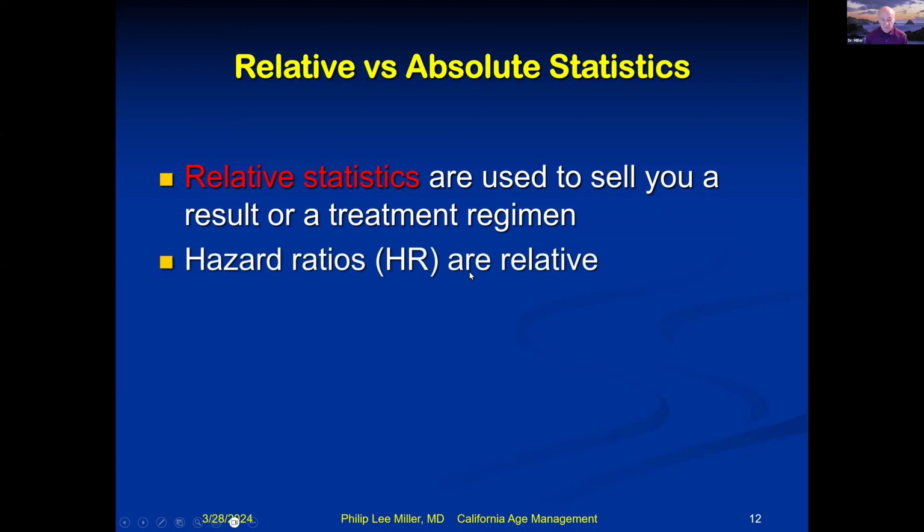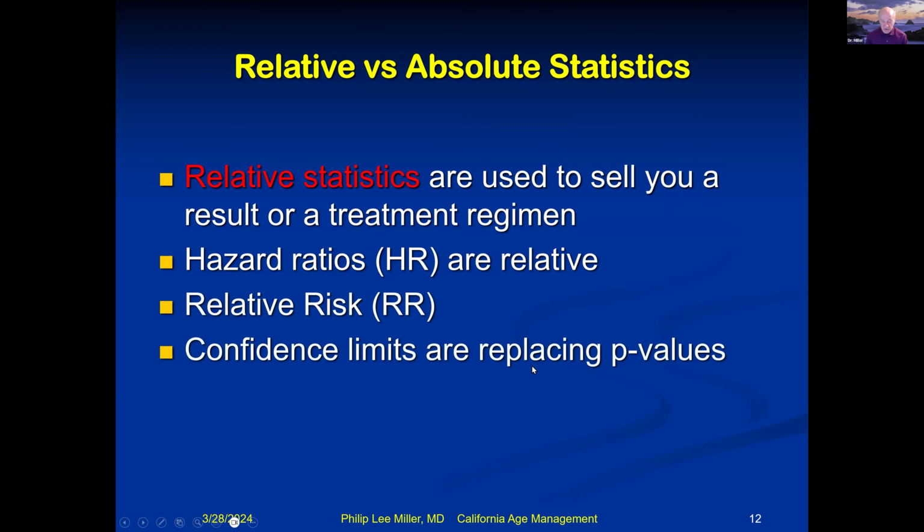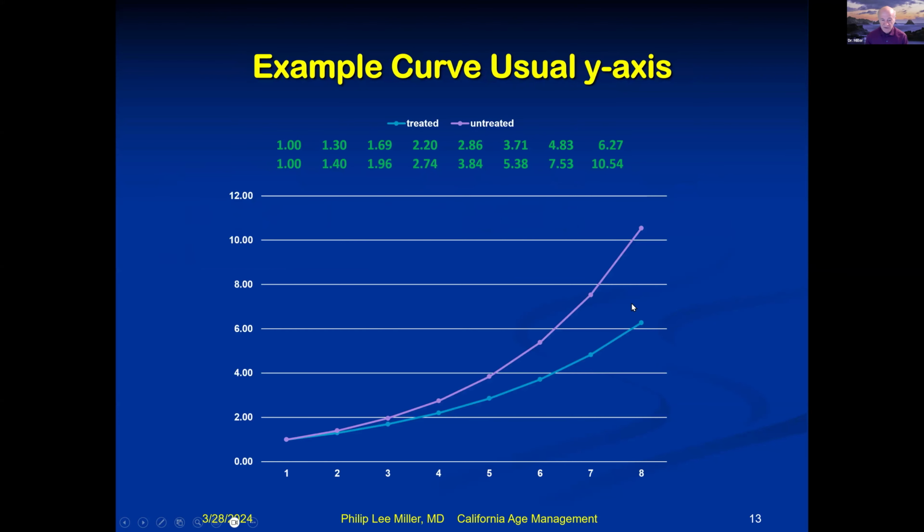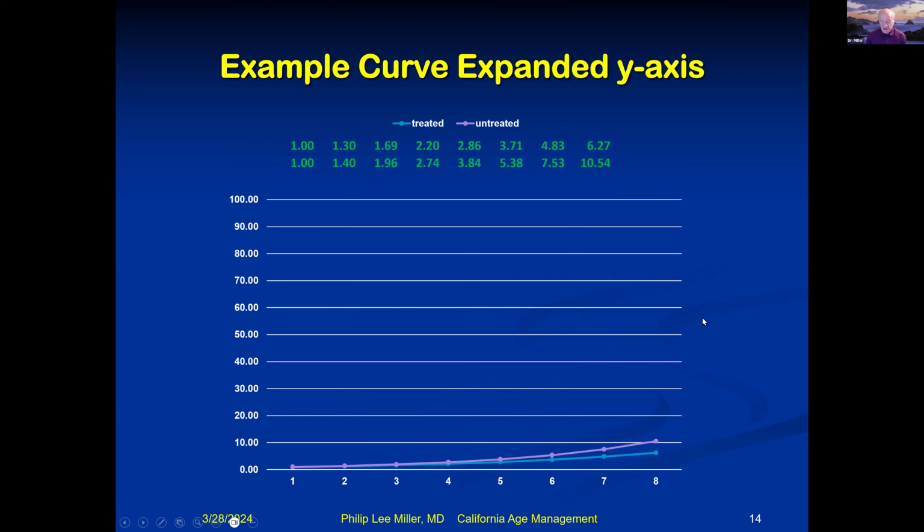And so we go with hazard ratios and relative risk confidence limits, which are replacing p-values. I can show you how you can really fudge this in terms of the visualization of risk by amplifying the x-axis or the y-axis. Here's an example that I gave showing an untreated versus a treated, and you can see how it diverges after 8 years. There seems to be a difference. But if I change the y-axis, then it doesn't look so obvious.